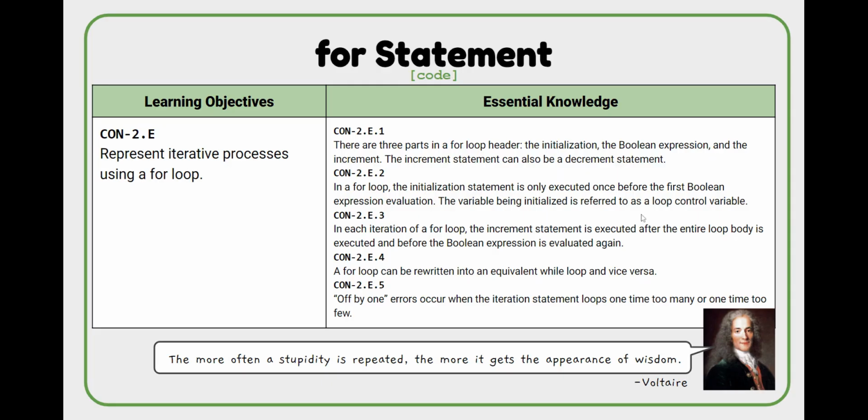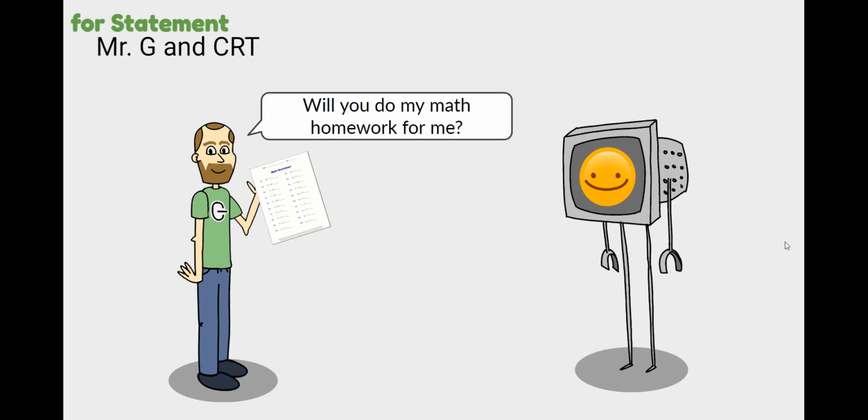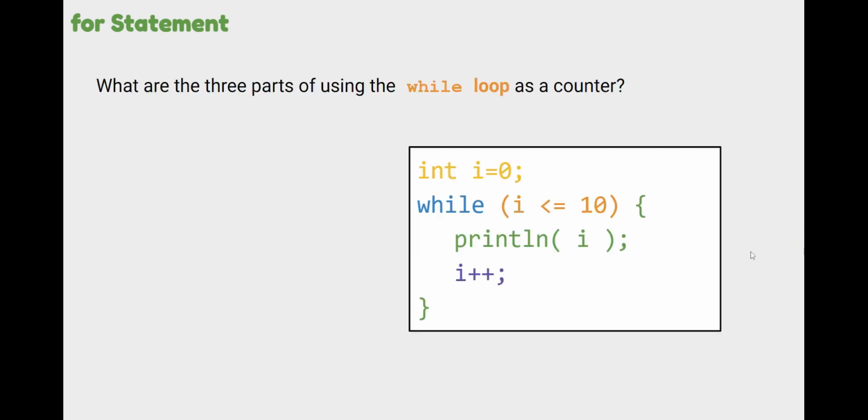That's going to bring us to our first topic, that for statement. Let's break it down and see what it's all about. Our learning objective: represent iterative processes using a for loop. So again, similar to with a while statement, you might have an algorithm or a task that you need to repeat over and over again, and we need a coding structure to do that for us.